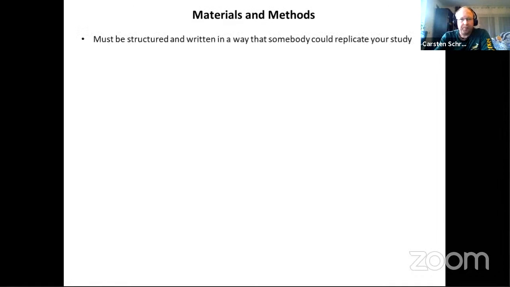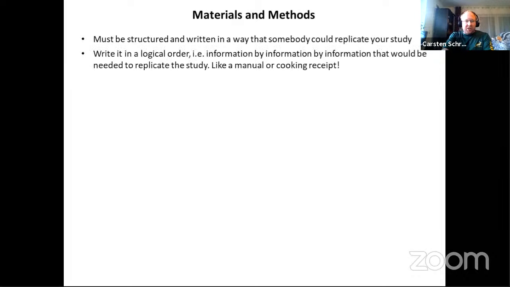In principle, it must be structured and written in a way that somebody could replicate your study. This is always the main aim we have in science when we write a paper, that somebody else could replicate it. Our study is not a one-time wonder, but something that's always true. When we tell people how we did the study, they can repeat it and see whether they find the same results or not. So the materials and methods should always be written in a way that people can repeat the study.